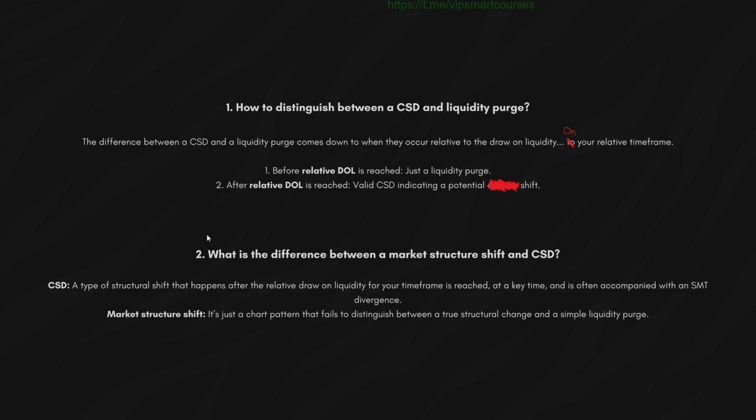Now, the second question is, how to distinguish between a regular market structure shift and a valid CSD? A CSD is a type of structural shift that happens after the relative drawn liquidity for your time frame is reached at a key time, and it is often accompanied by an SMT divergence with a correlating asset. But a market structure shift is just a chart pattern that fails to distinguish between a true structural change and a simple liquidity purge. Okay?